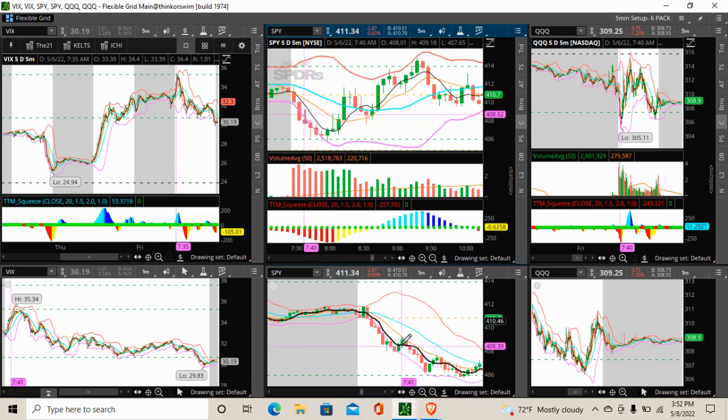You look for that pullback and then look for a lower low coming in. And then once it breaks past that recent low, then you can get in for a quick 5 to 10% return play. So that was my second trade on SPY for the day, which netted about a 5% return.